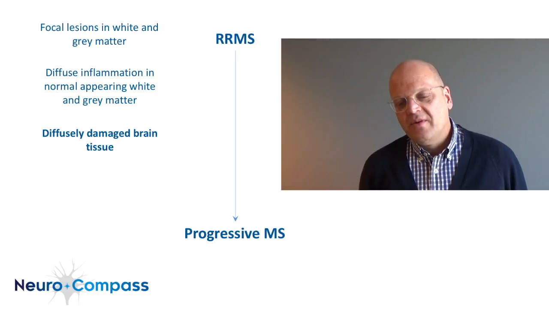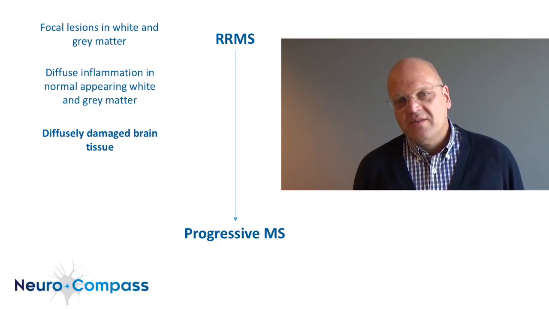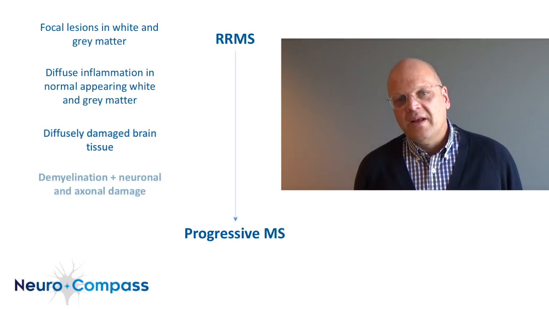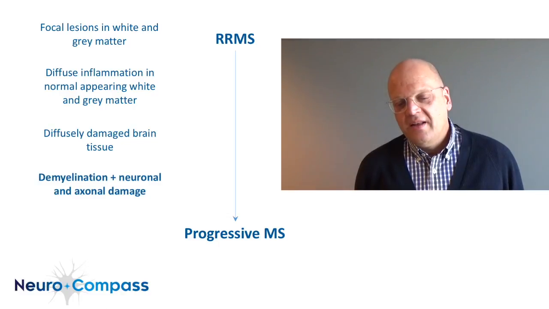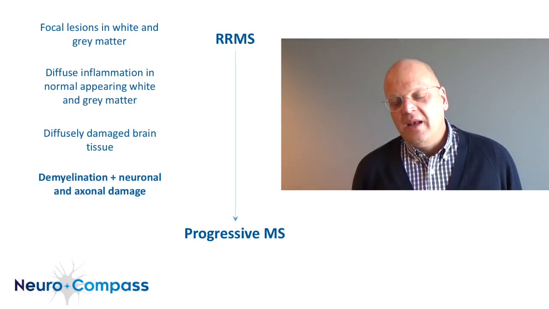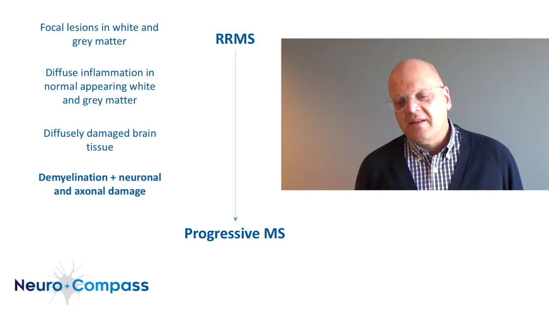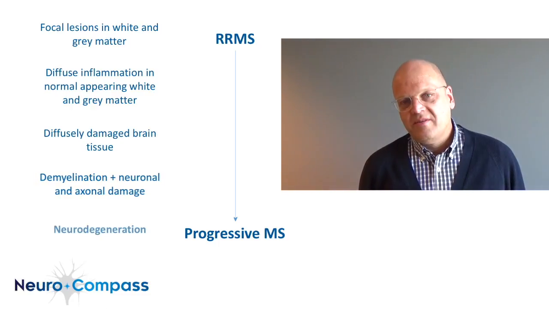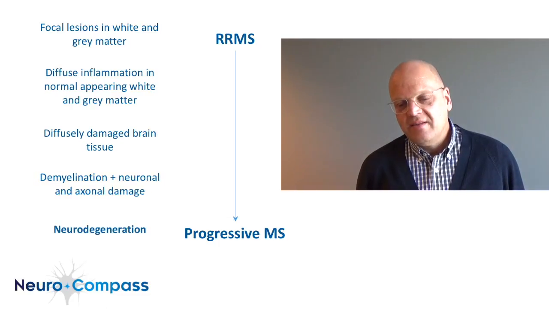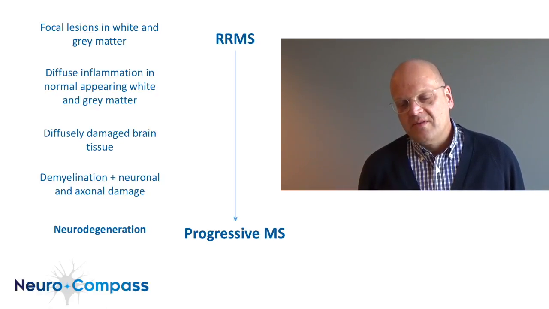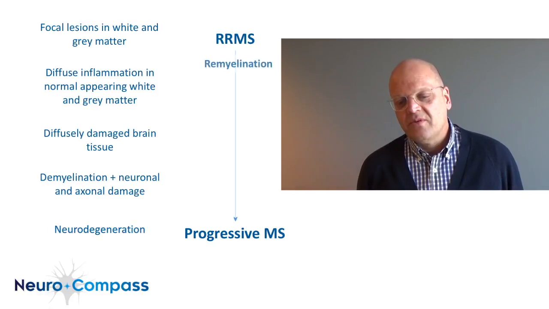Within these inflammatory lesions, we do not only see demyelination, but we also see damage to neuronal and axonal structures, and this damage accumulates over time and gets prominent in the progressive disease stage, and this extensive so-called neurodegeneration may also be a cause for the disease progression in multiple sclerosis.